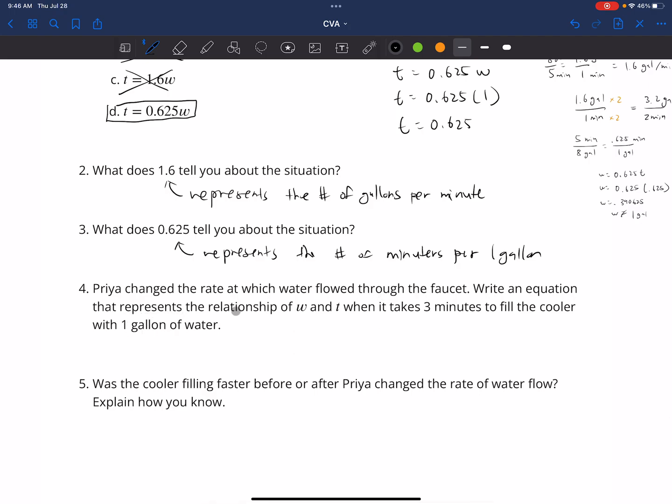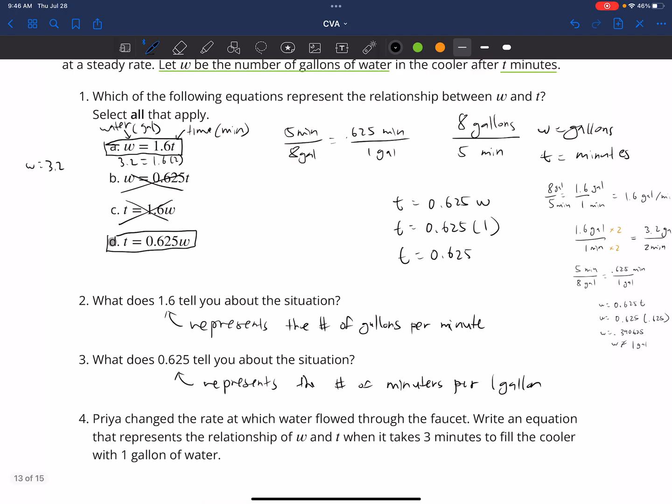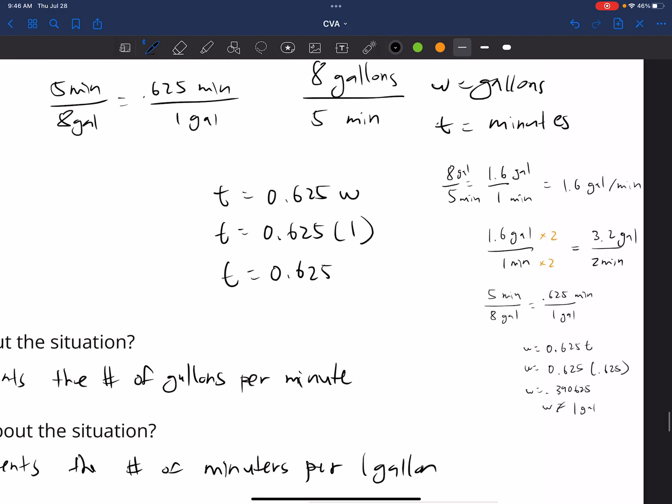Write an equation that represents the relationship of W and T when it takes 3 minutes to fill the cooler with 1 gallon of water. So I just want you guys to see this. Remember, every constant of proportionality can be written as a reciprocal of each other, right? So we got this reciprocal is that reciprocal. 8/5 is the same thing as 5/8. Every constant of proportionality could be written in that form.